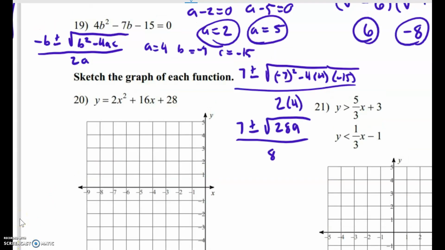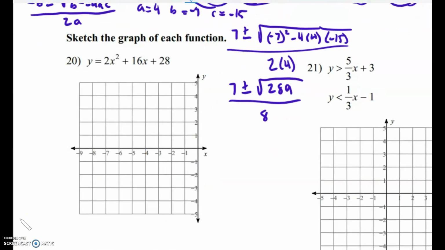When I simplified underneath the square root sign, I got 289, so it's 17 plus or minus square root of 289. When I square root 289, I get 17. So I'm going to do 17 plus 17 divided by 8, and 17 minus 17 divided by 8. 17 plus 17 is 34. 34 divided by 8 is 4.25, so that is an answer. And 17 minus 17 is 0, so the other answer is 0.